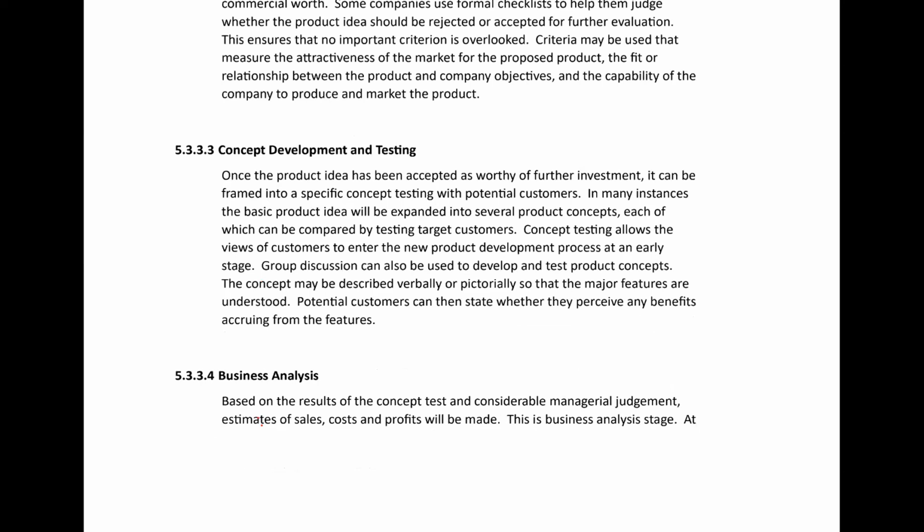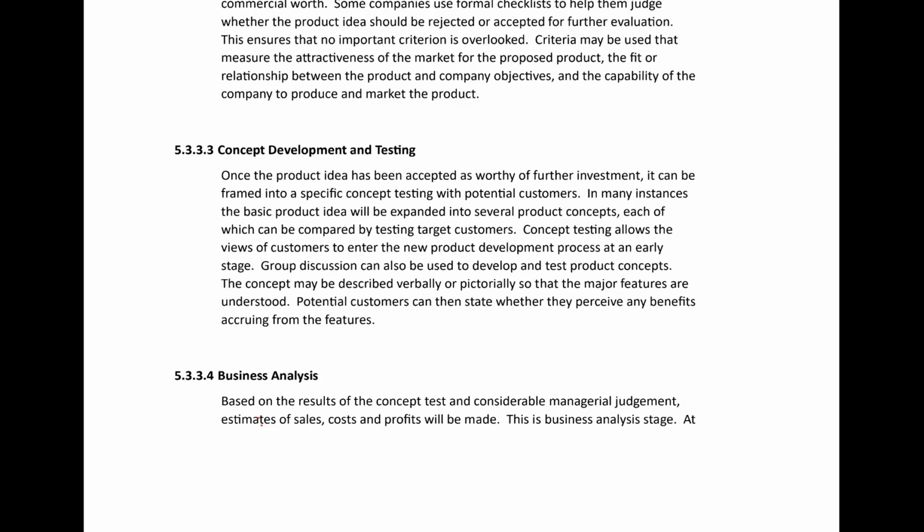Then afterwards, you develop the concept, right? Concept development and testing. So once the idea has been accepted as worth further investment, then it can be framed into a specific concept. Okay, in many instances, for example, the basic product idea will be expanded into several product concepts, and that is what usually happens. So group discussions can also be used to develop and test product concepts here.